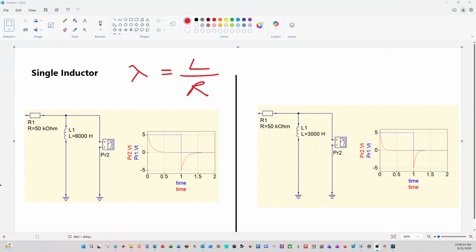On the left-hand side, we've got a single inductor of 6,000 Henry. On the right-hand side, we've got the equivalent of two of those 6,000s that would be in parallel with each other, which gives me a total inductance of 3,000 Henry. And as you can see, the smaller inductance is going to result in a smaller time for the graph itself.